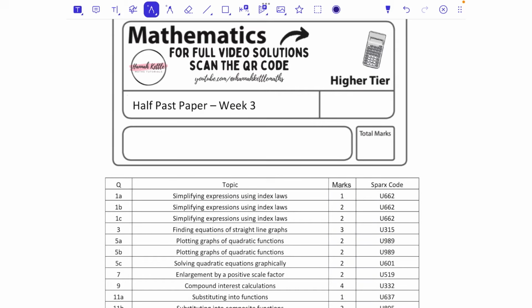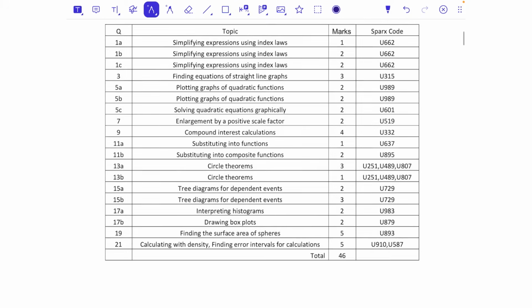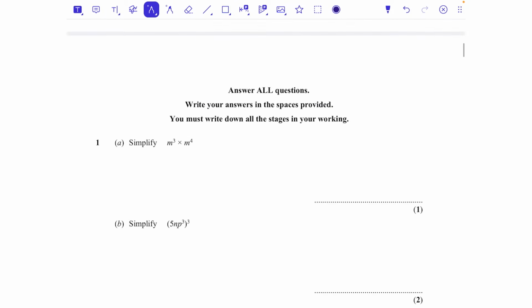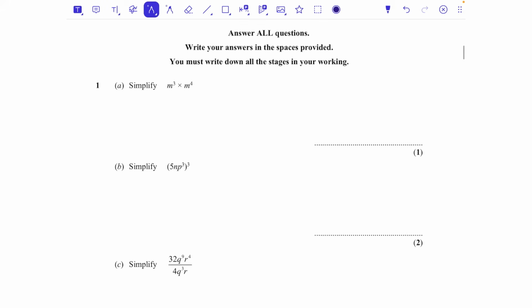So half past paper, week 3, all the odd numbers this week, and we've got 46 marks available, so slightly over half. So give yourself a little bit longer than half if you're trying to do it timed. Question number 1. Simplify m cubed times m to the power of 4.